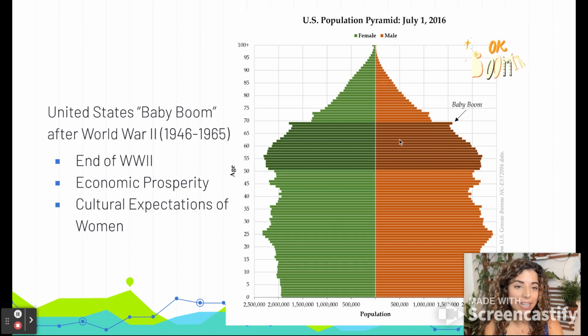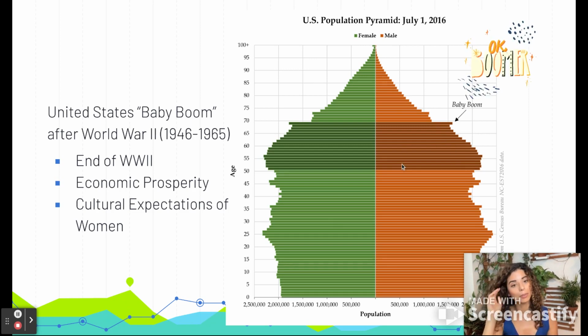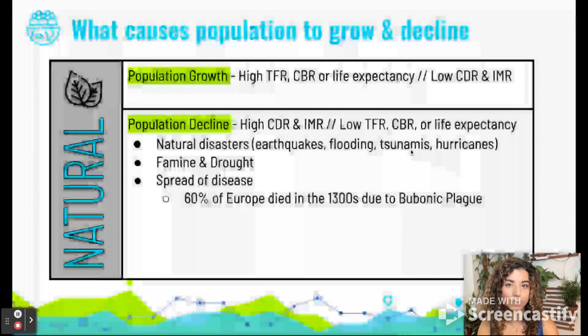So this is where we have that generation called boomers, because they were born right after World War II, and there was that baby boom. The cultural expectation of that time was for women to be at home with their kids and to raise families. So we see that as a social trend here.